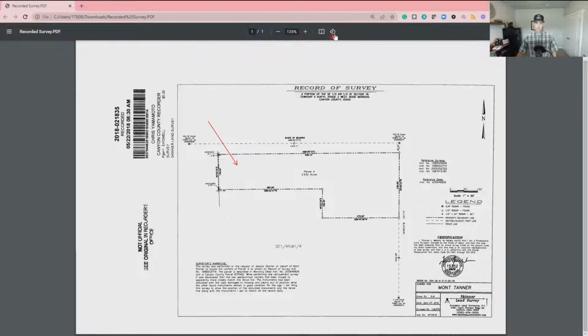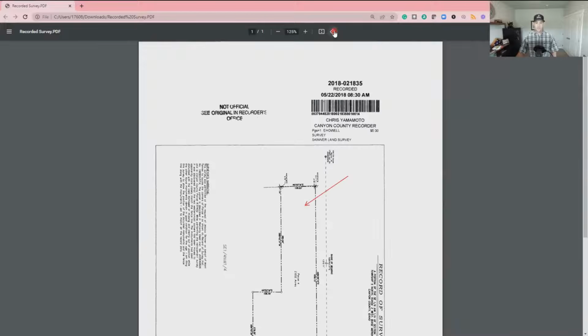So if you look, I'm going to rotate this to the side so you can see. At the top here, you can see this document was actually recorded. This is the year 2018. Okay, so 2018 it was recorded. This is the actual time it's recorded with the Canyon County Recorder. So this is a recorded document. Okay, this says not official, see original records in the office. You'll see that this was provided to us by the actual title company. So that's why this is on here.